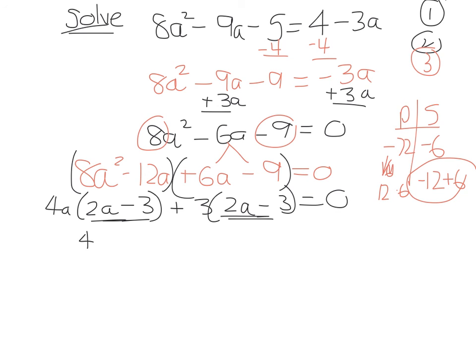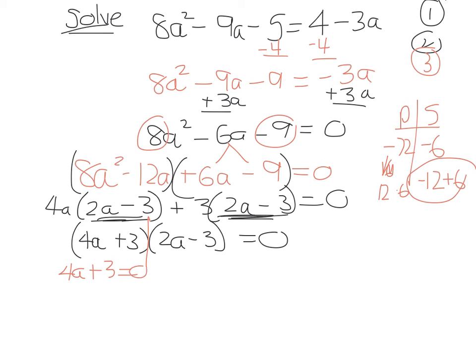Next step, take out what's on the outside of the parentheses, put it in its own. Take what's on the inside of the parentheses, the one that you see twice, and put it once, equals 0. Next step, divide it up into 2. 4a plus 3 equals 0. 2a minus 3 equals 0. And now I'm solving each part.